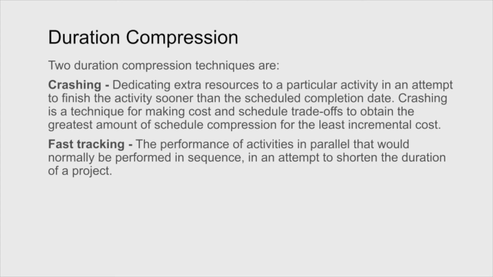First, there's something called crashing, which is throwing extra resources at a particular activity in an attempt to get it finished sooner. Crashing is a technique that has a trade-off because it's going to cost more, right? You need to think about how much extra money you're going to have to put into this in order to get it to speed up. So we have to worry about cost as we say that's a good option. The next thing we look at is something called fast tracking, which is a performance of activities in parallel that would normally be performed in sequence. So can we do things at the same time effectively is what we're asking.